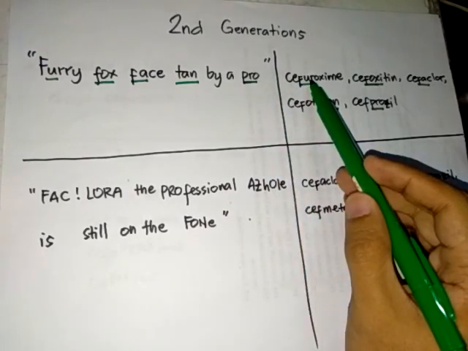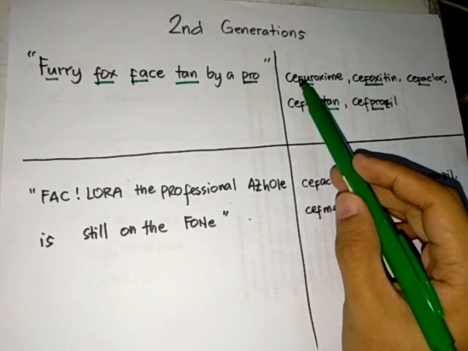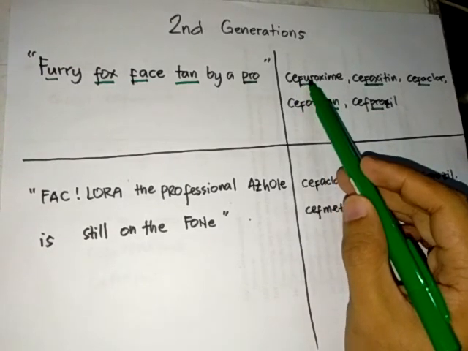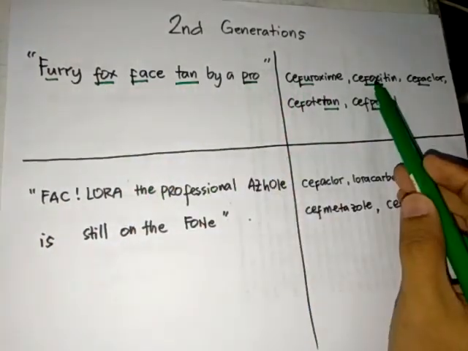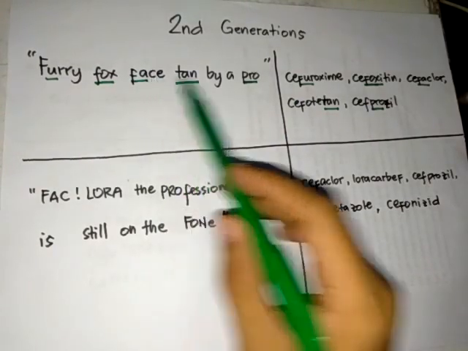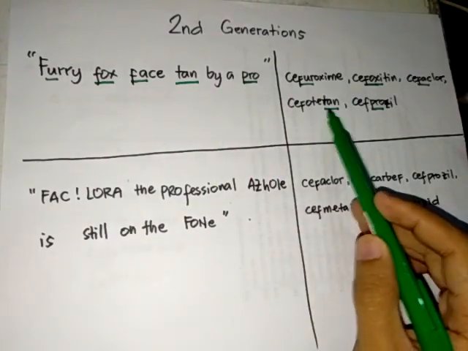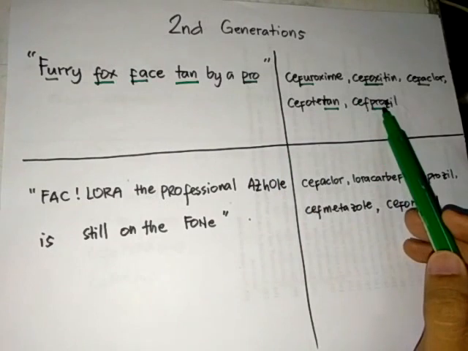The examples of your second generation cephalosporin: cefuroxime, there is FUR, furry. Next is fox, cefoxitin. Next is your FAC in the word face, cefaclor. Ton, cefotetan. Next is pro, cefprozil.